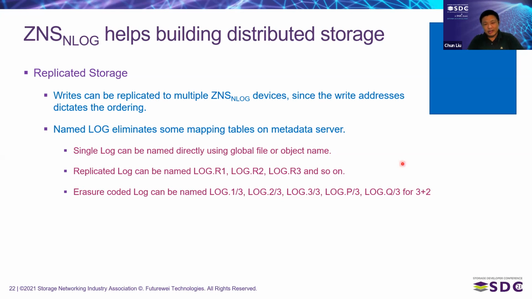With naming capability, where the log can be directly named using global file names or global object names, you can name each copy of a replicated log as log.r1, log.r2, log.r3, and so on. Or we can use erasure coding to store a distributed log. In that case, the log name can be log.1 out of 3, 2 out of 3, 3 out of 3, P out of 3, and Q out of 3 for a 3+2 coding scheme.